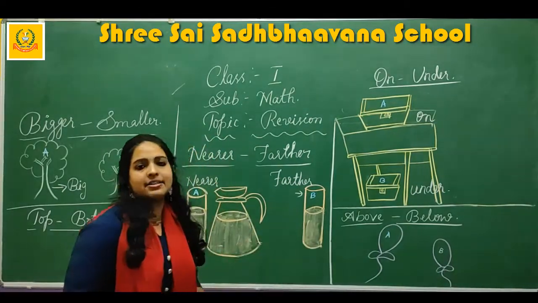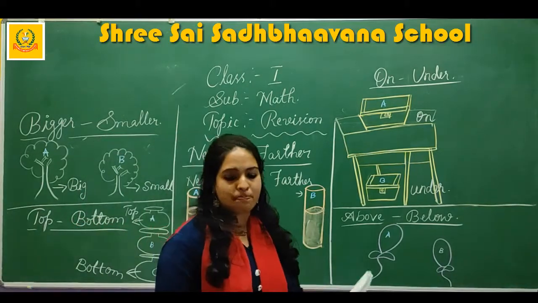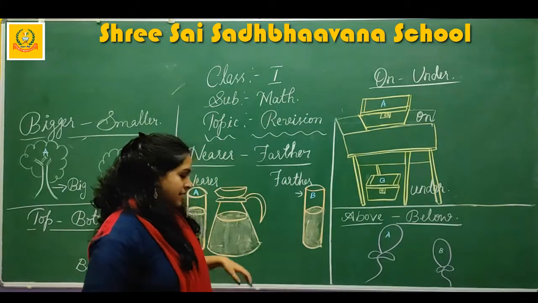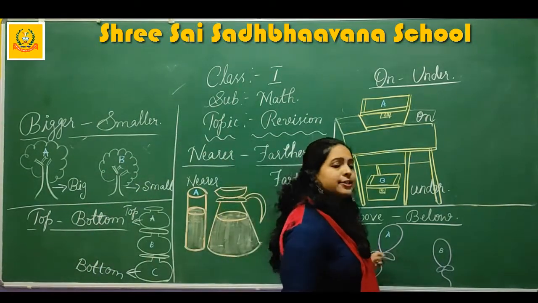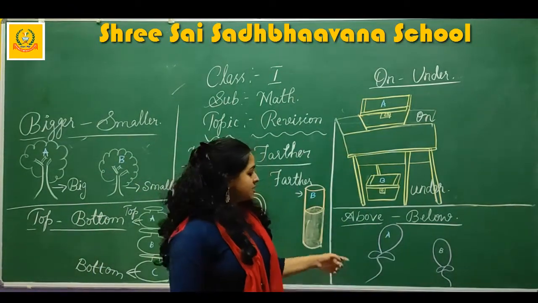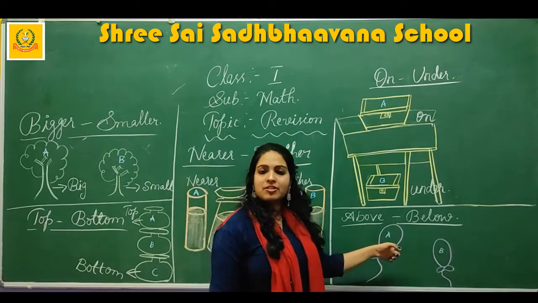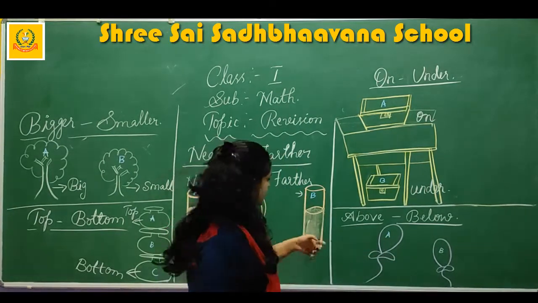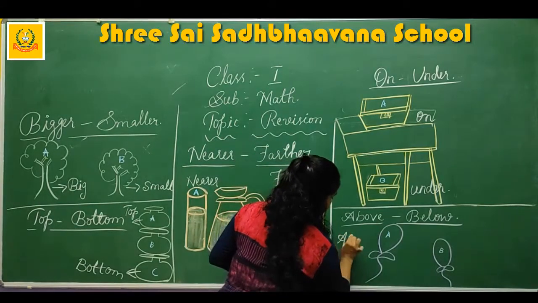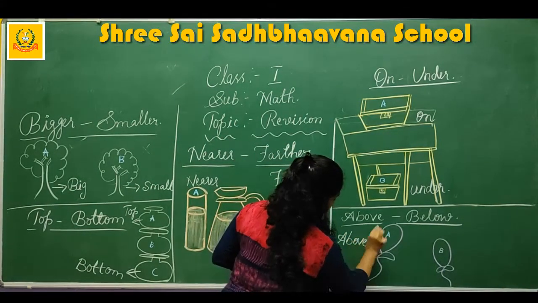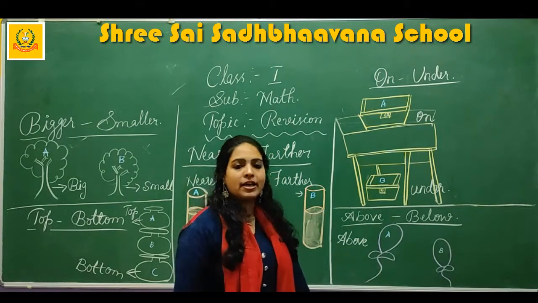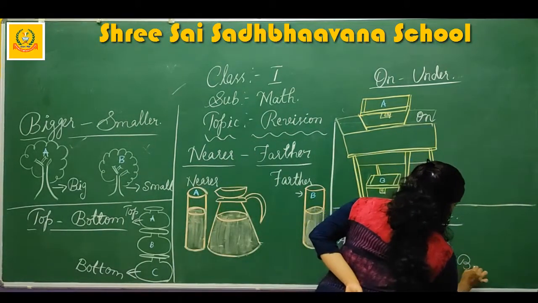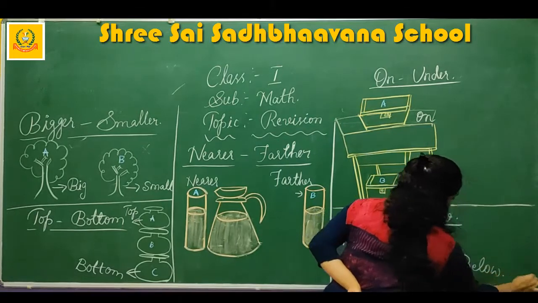Shall we move on to the last topic? Above and below. So here you tell me, two balloons. Can you see the two balloons here? Which balloon is above here? Balloon A. Balloon A is above. Which balloon is below here? Balloon B. Balloon B is below here.